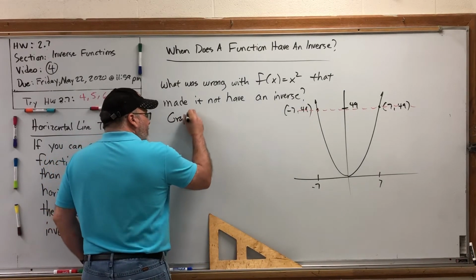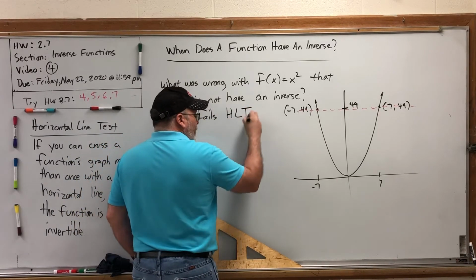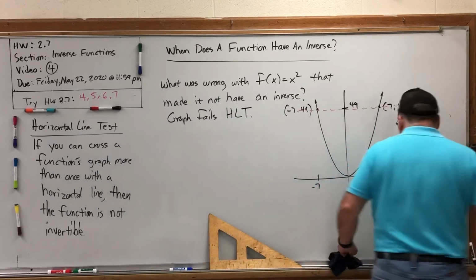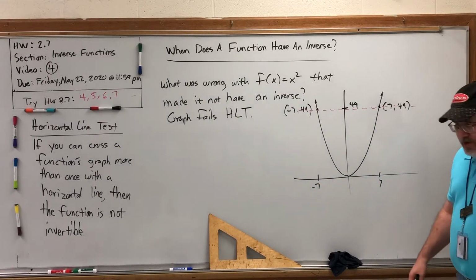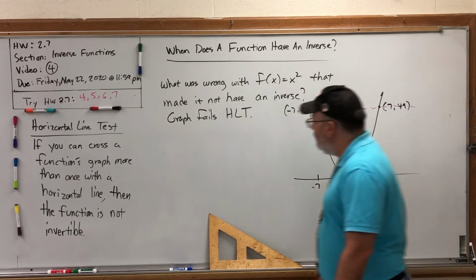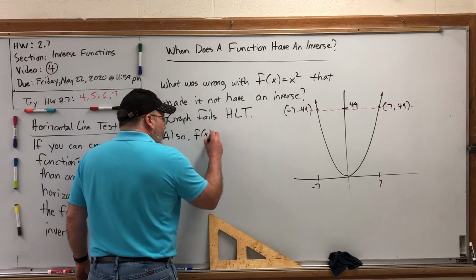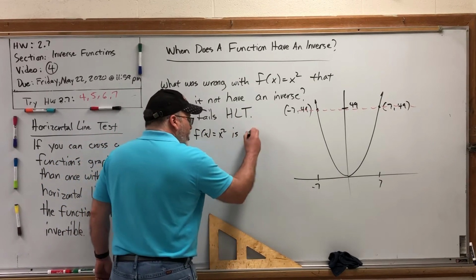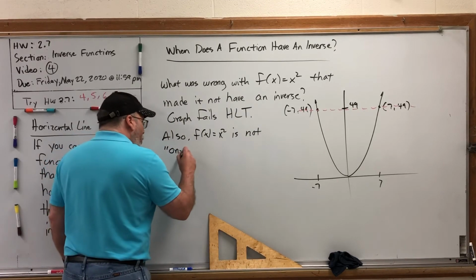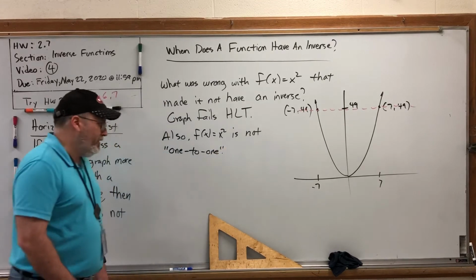The answer to what was wrong with f of x equals x squared is that the graph fails the horizontal line test, which I'll abbreviate HLT. Now, there's another way to describe what's going on here that's not visual, and it's about the function itself, not the function's graph. Also, f of x equals x squared is not, and I'm about to introduce a new phrase, "1-to-1," which is usually hyphenated.